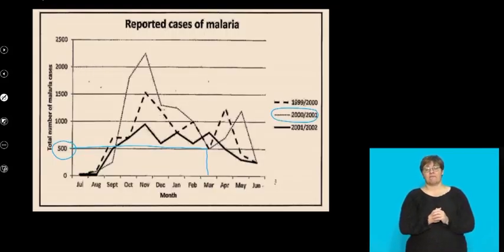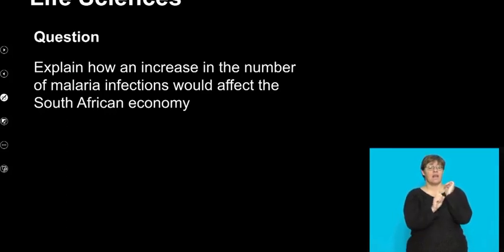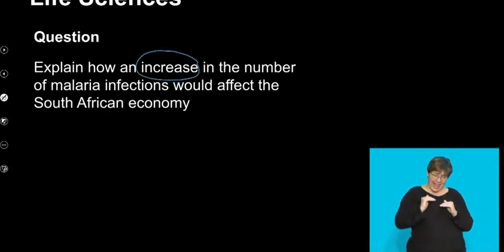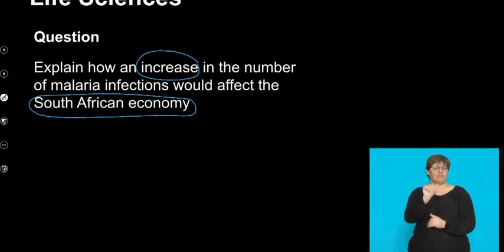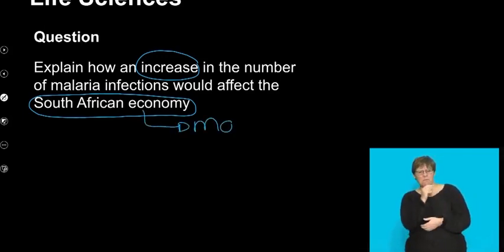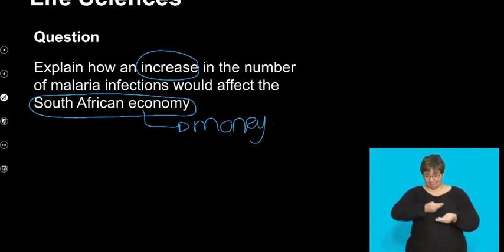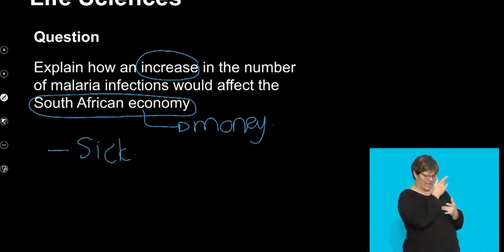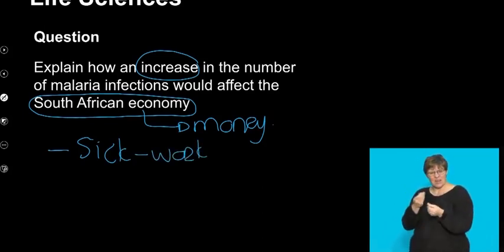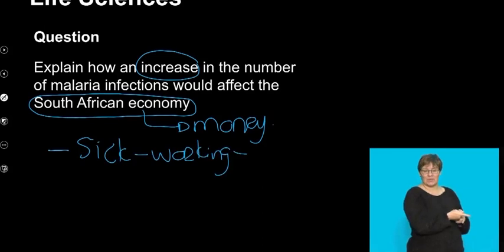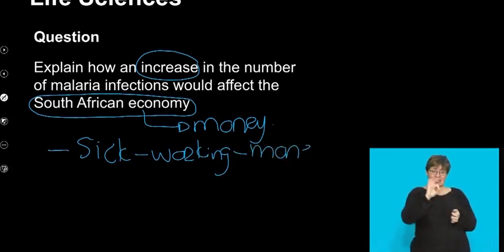All right. And our last question on this graph, it says, explain how an increase in the number of malaria infections could affect the South African economy. Guys, and this is what I say to you. This is the management. How can it affect us? Let's think economy. What does economy mean? Economy means money. So how is it going to affect us? So if people are sick, they're not working. So if they're not working, what are they doing? They're not making money. What else?